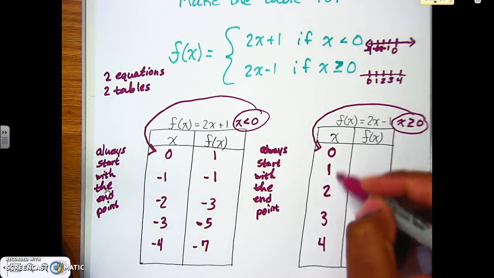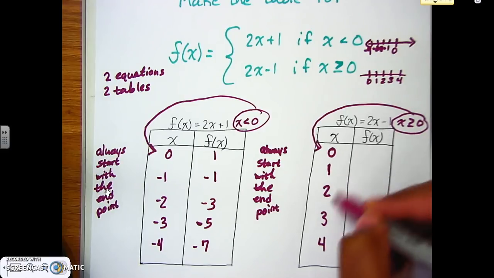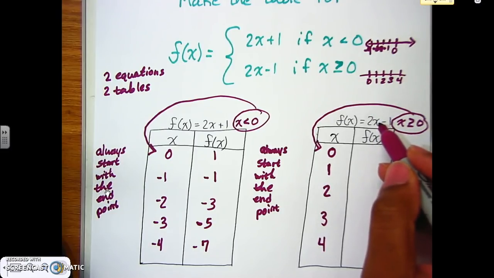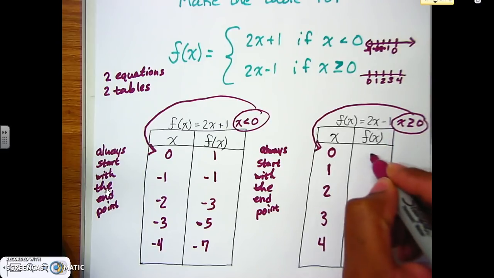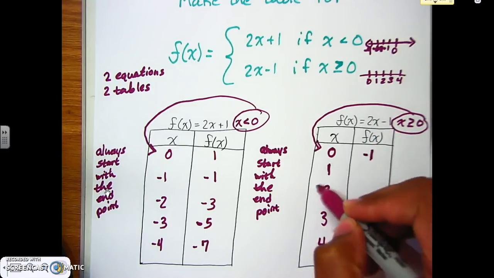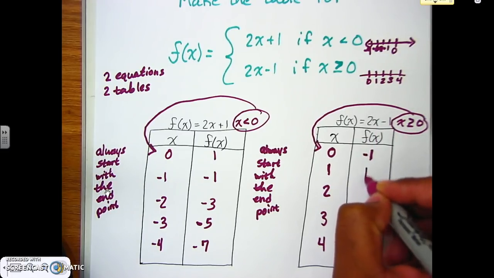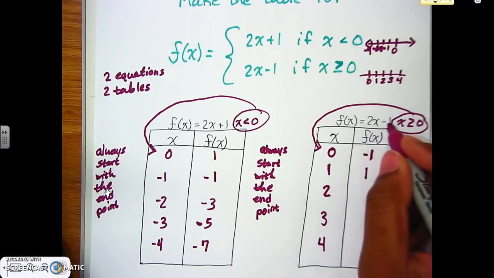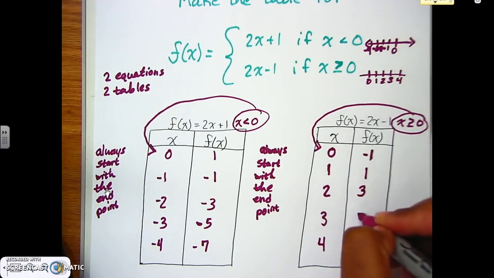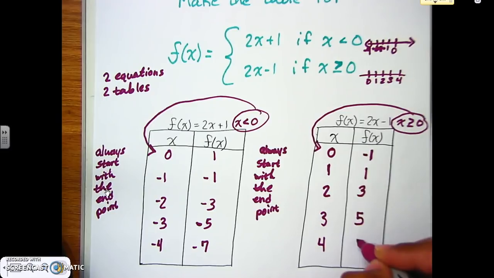Alright, and this one is the same way. We put a 0 in for x here, put a 1 in for x, a 2 in for x, 3 in for x, 4 in for x, and we solve it out. So we put 2 times 0 is 0, minus 1 is negative 1 again. 2 times 1, so we start with the 1 part. So 2 times 1 is 2, minus 1 is 1. And then 2 times 2 is 4, minus 1 is 3. 2 times 3 is 6, minus 1 is 5. And then 2 times 4 is 8, minus 1, and that's 7.